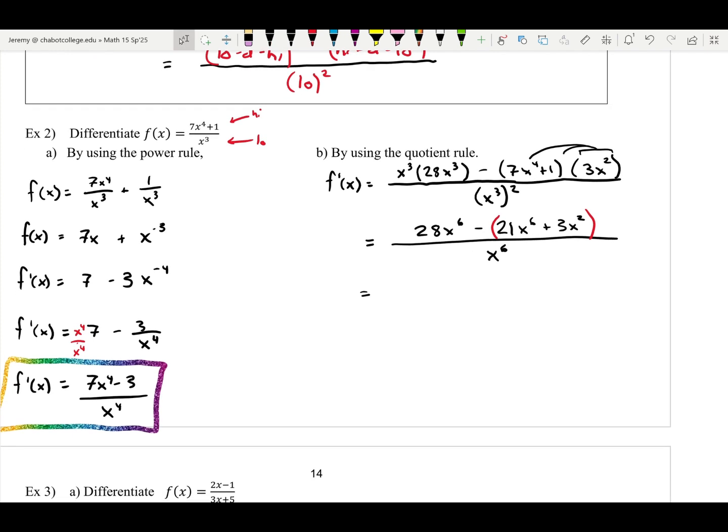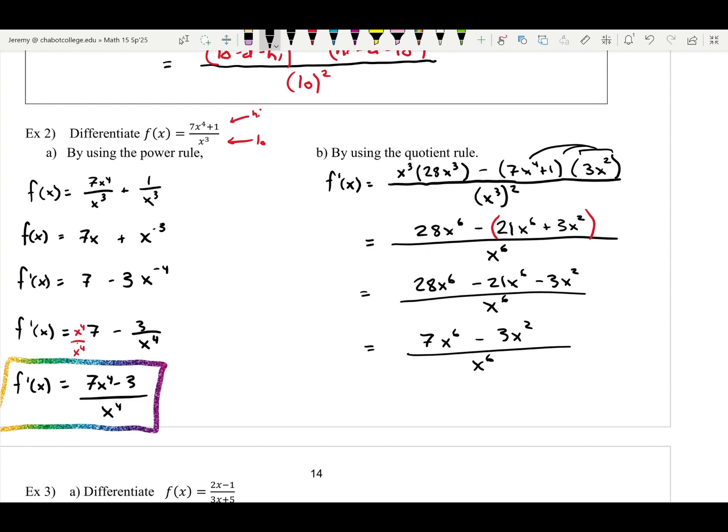Now simplifying a little bit, we are going to subtract the 28x to the 6th, or here I'll write out one more step, 28x to the 6th, and then distributing that negative, minus 21x to the 6th, minus 3x squared, all over x to the 6th. So I'm going to get 7x to the 6th minus 3x squared over x to the 6th.